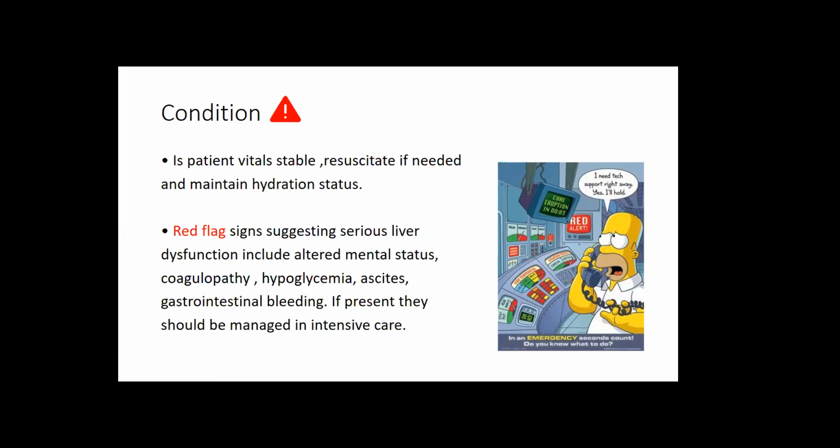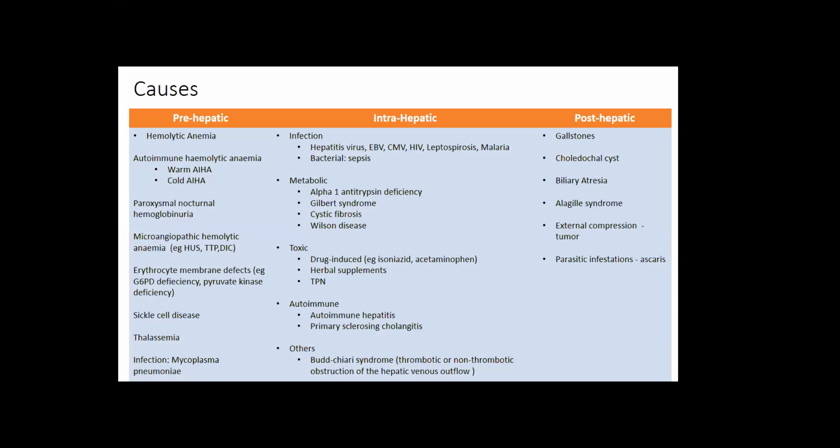Red flags for jaundice are signs of serious liver injury, liver dysfunction. It can be altered mental status due to encephalopathy, coagulopathy, hypoglycemia due to liver dysfunction, ascites, and gastrointestinal bleeding due to coagulopathy. If these signs are present, we should be alert. If needed, we can proceed with the patient into intensive care. And these are the causes.